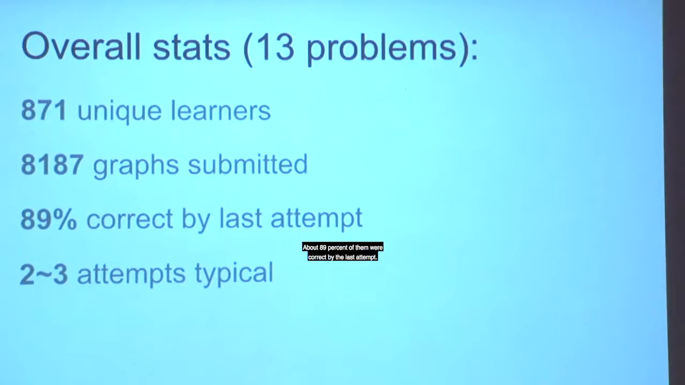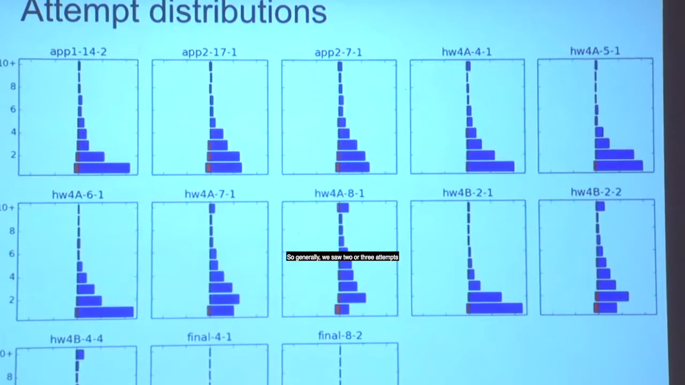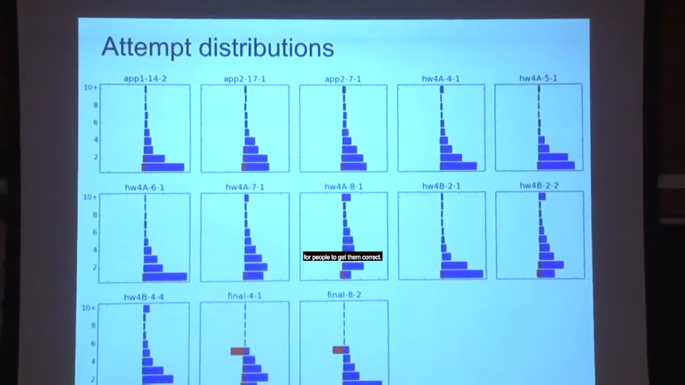About 89% of them were correct by the last attempt. That varied depending on the particular problem, but overall people seem to be getting these right, which is encouraging. And people seem to be getting them right in a reasonable number of attempts, typically. So generally we saw 2 or 3 attempts for people to get them correct.